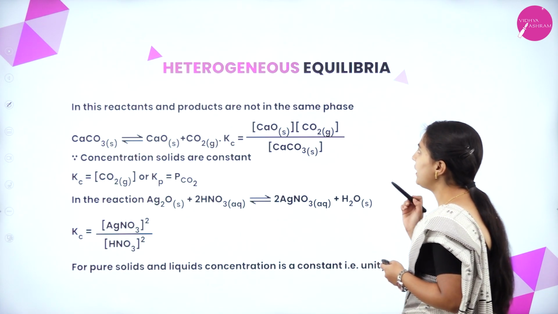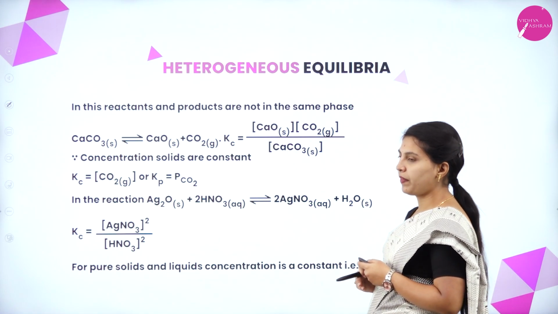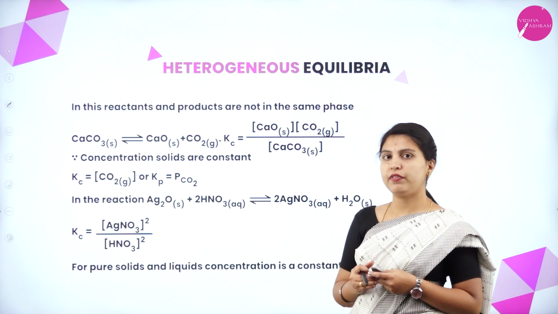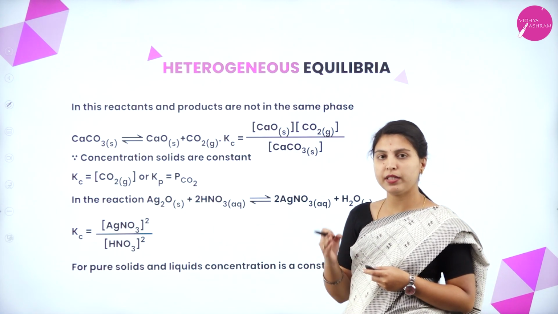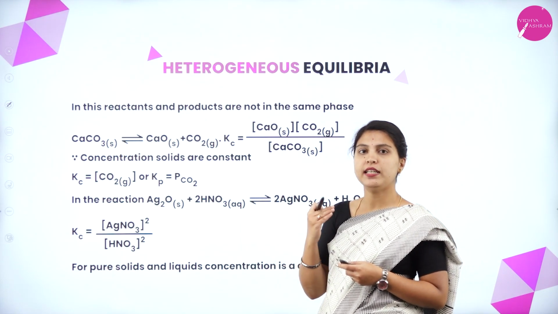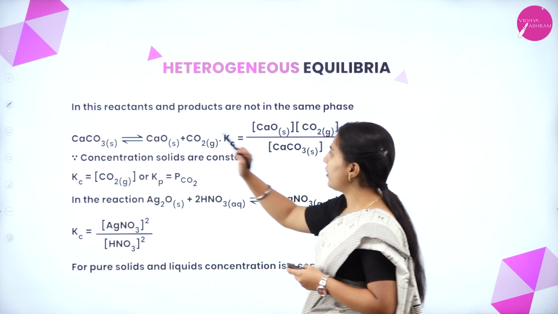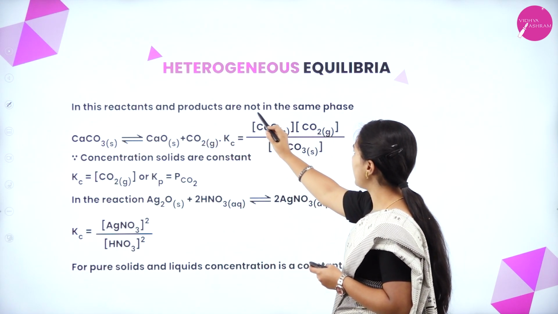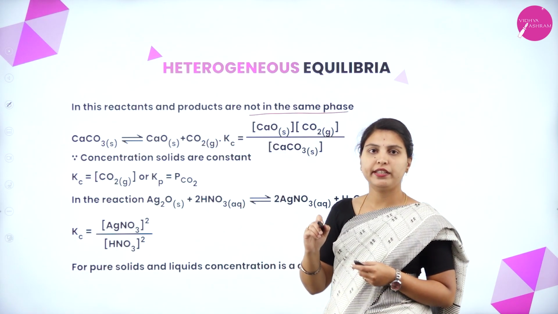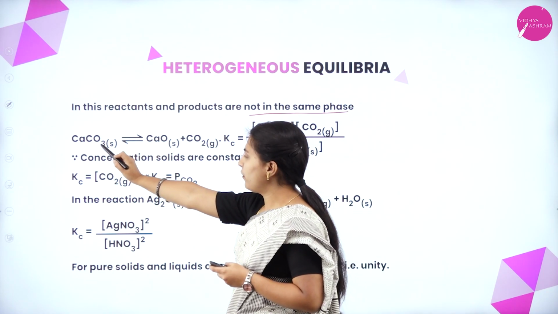Next one is heterogeneous equilibrium. We know now what is homogeneous equilibrium. In a homogeneous system, the reactants and the products will be in the same phase. Here, the reactants and products are not in the same phase. They will be in different phases. We'll see one of the examples.